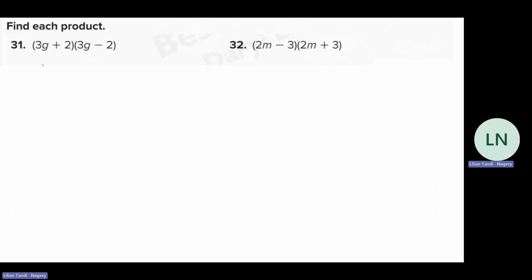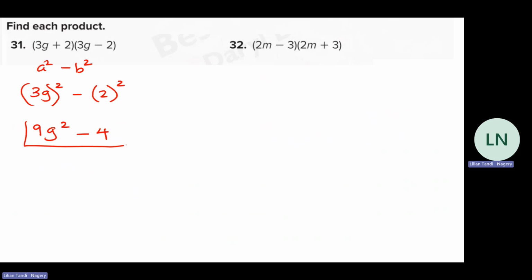Okay, this one is a squared minus b squared. A is 3g squared minus 2 squared. So that is 9g squared minus 4. And this is your answer.